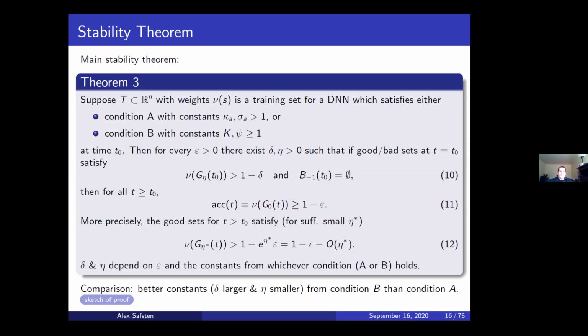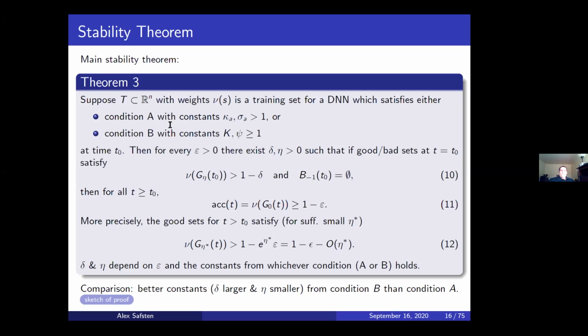And more precisely, the good sets at time t greater than t0 satisfy that their size is bigger than 1 minus e to the eta star epsilon for all eta star. And here the constants delta and eta will depend on epsilon and the constants from whichever condition A or B holds. And as a comparison, we get better constants, that is a larger delta and a smaller eta, if we use condition B than if we use condition A. And that's because condition B is stronger.